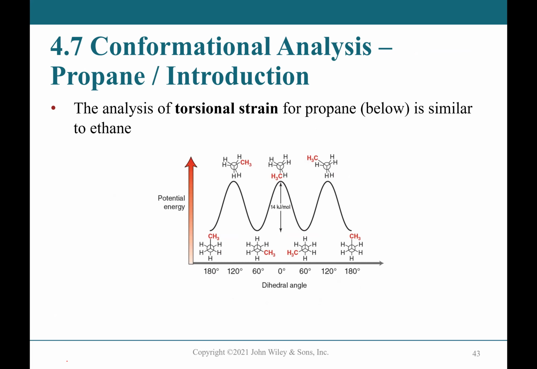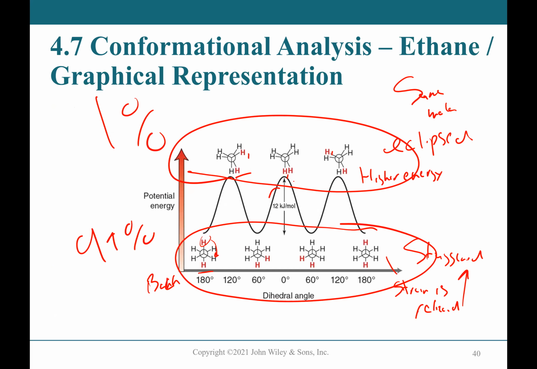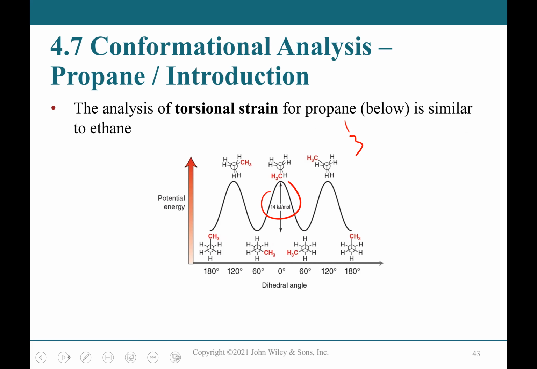Now they're looking at the torsional strain for propane. Now we're not looking at ethane, right? We're looking at propane. This has 3 carbons. And you can see the torsional strain is 14 kilojoules per mole. And for ethane, it was only 12, I believe. Yeah, it's 12. And the reason why we add that 2 kilojoules per mole extra is because we add that extra methyl group. So we have that extra methyl group right here. That's going to add that 2 kilojoules per mole. So it's going to be even more stable to be in this staggered position once again.